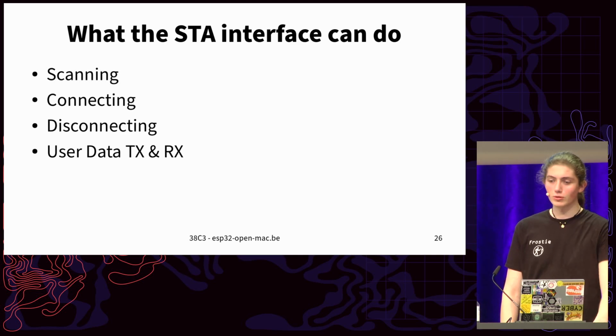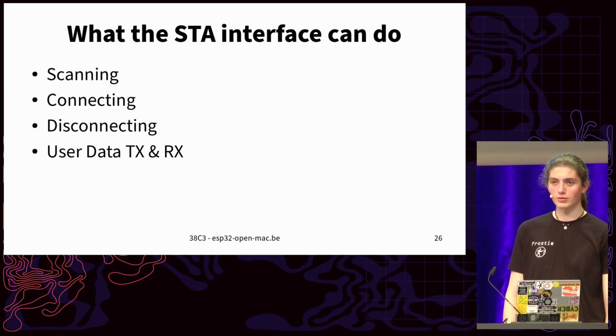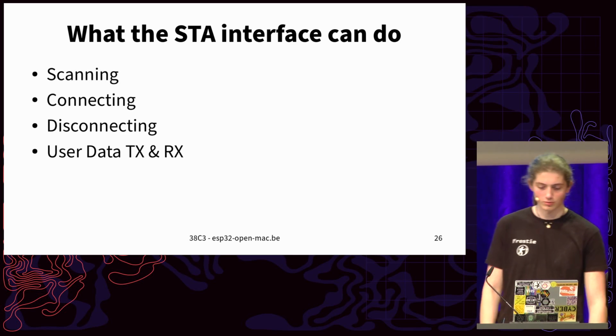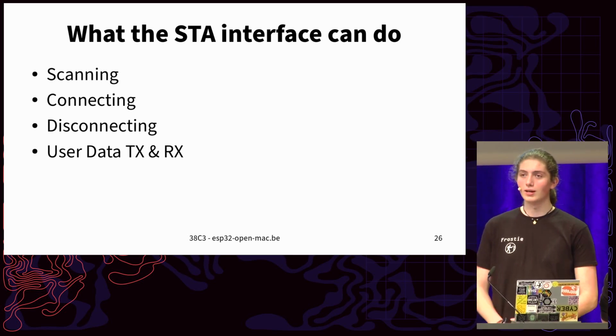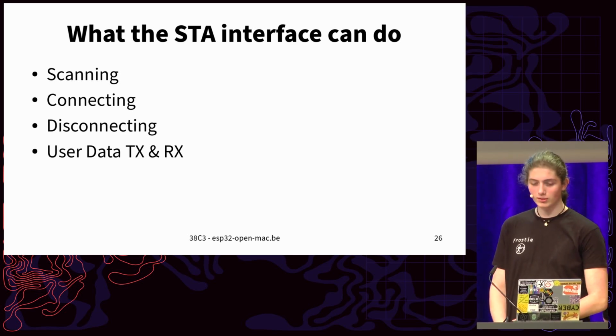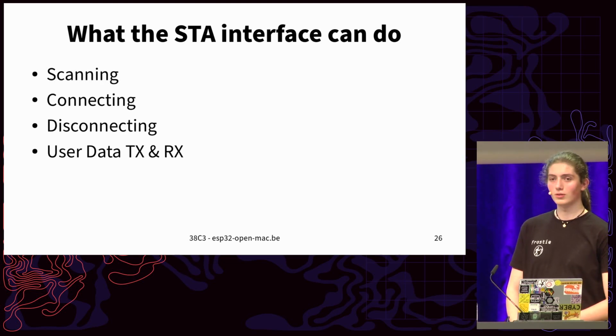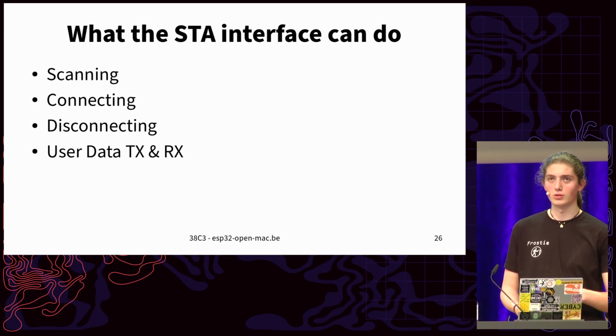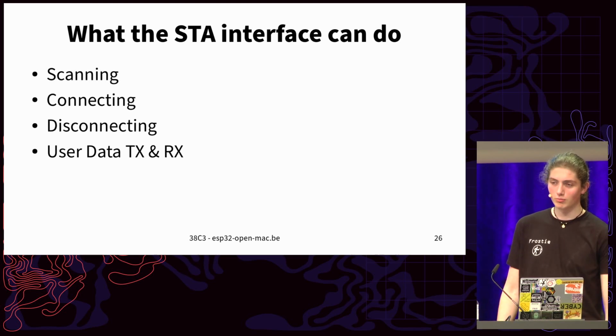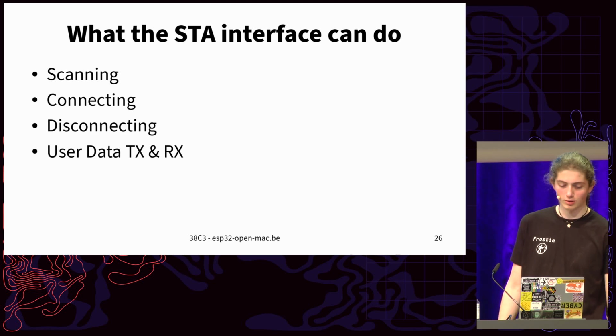We can scan for networks, we can connect to networks, we can disconnect from them again and process disconnects. And we can do user data TX and RX, so if the user gives us data, in this case this would be the layer 3, then we will pass it onto the access point, and if we receive data, we will pass it onto the upper layer.